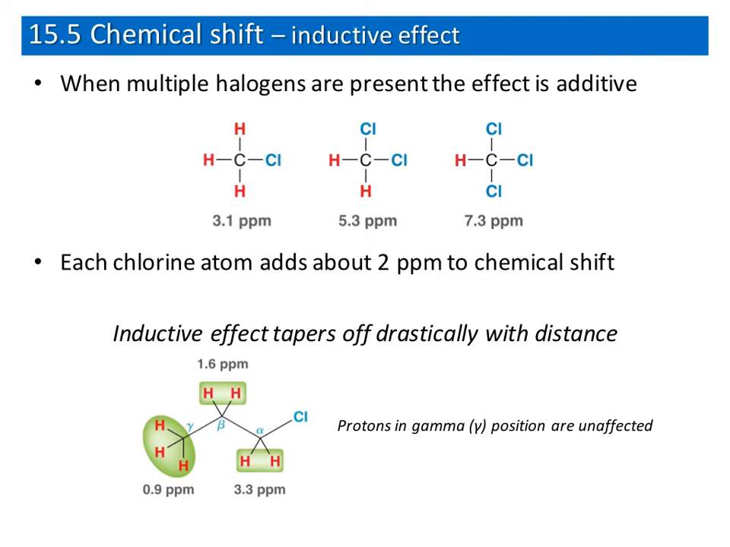Another important point here is that the inductive effect tapers off with distance. So if we have chlorine attached to the alpha carbon, these alpha protons appear at higher ppm compared to the beta protons. And I can say even the protons in gamma are almost unaffected by the chlorine.